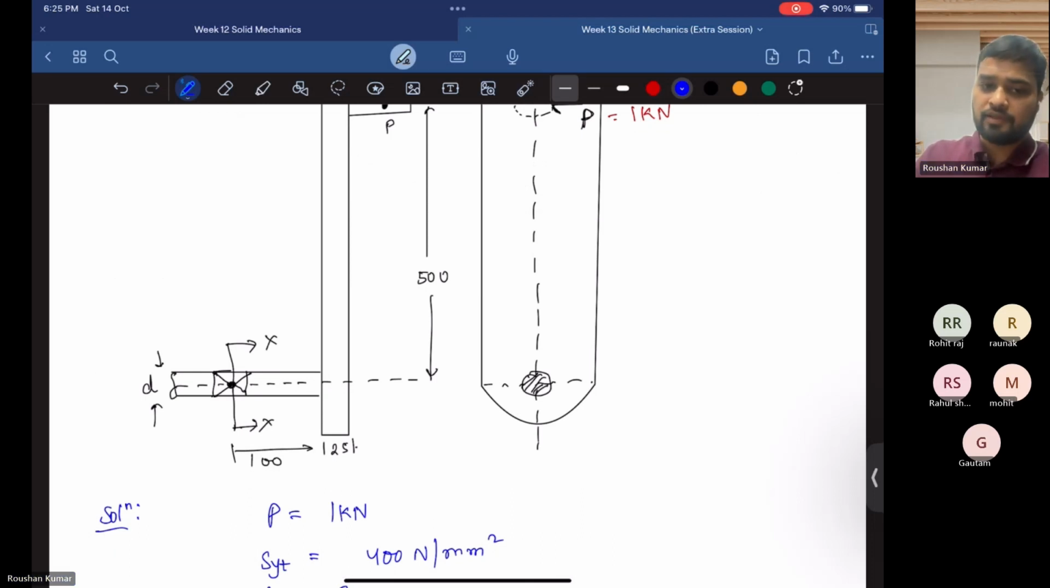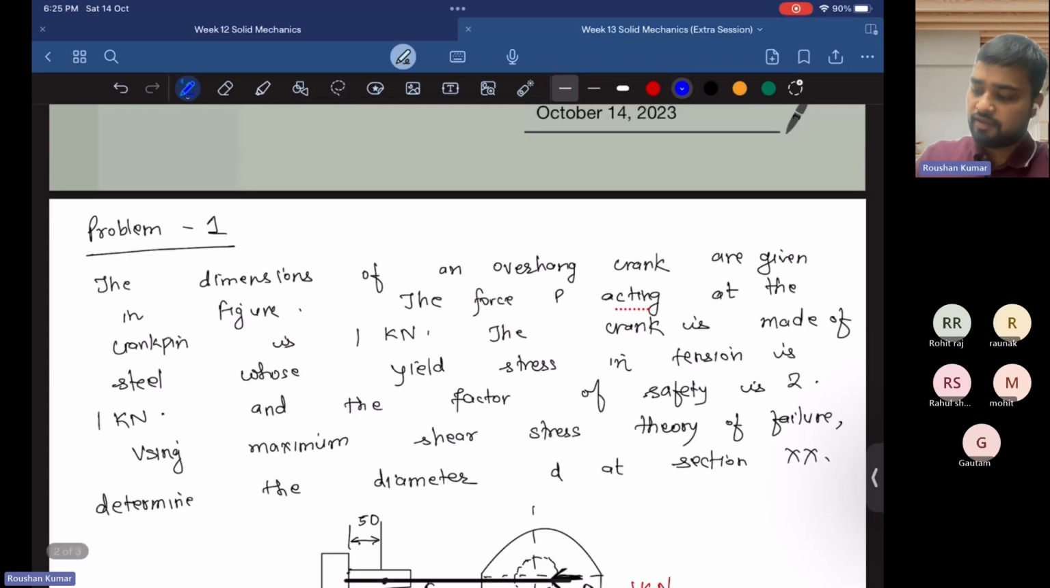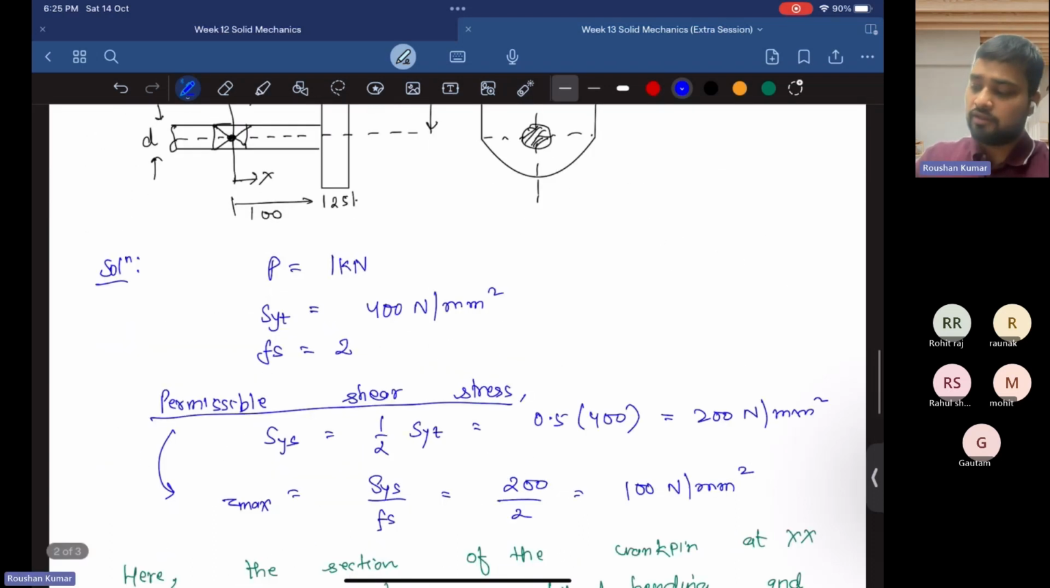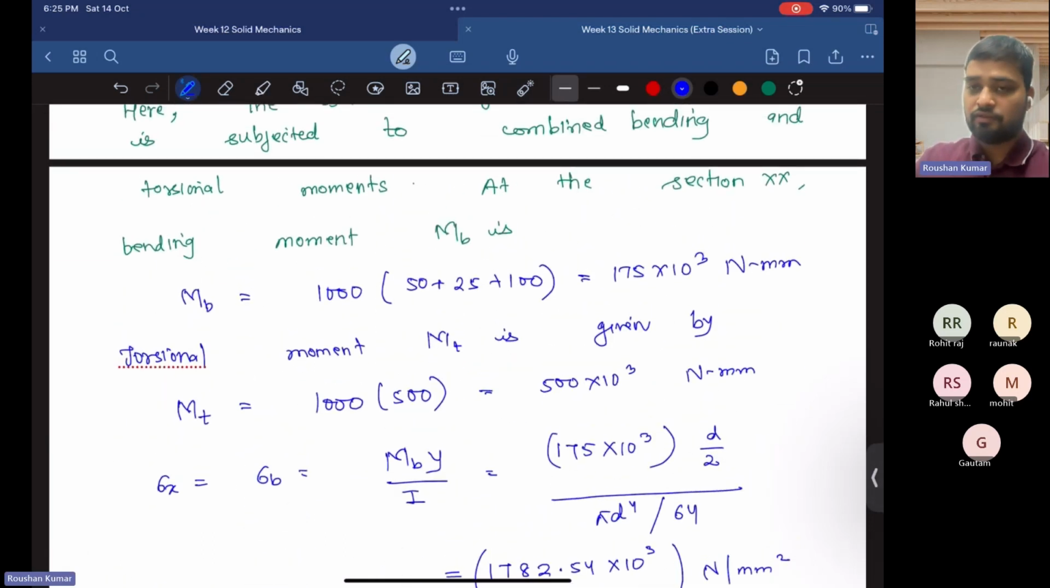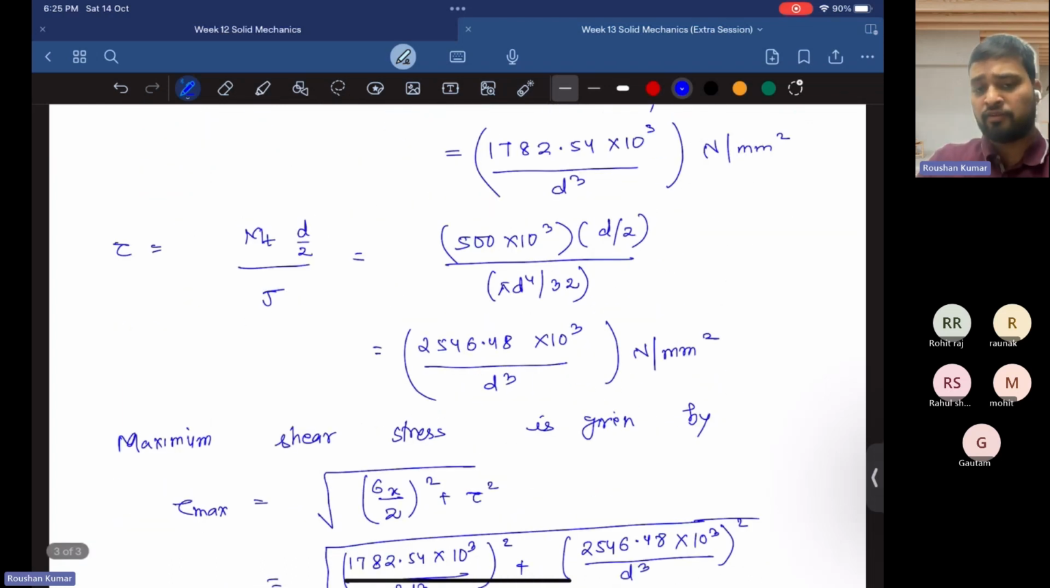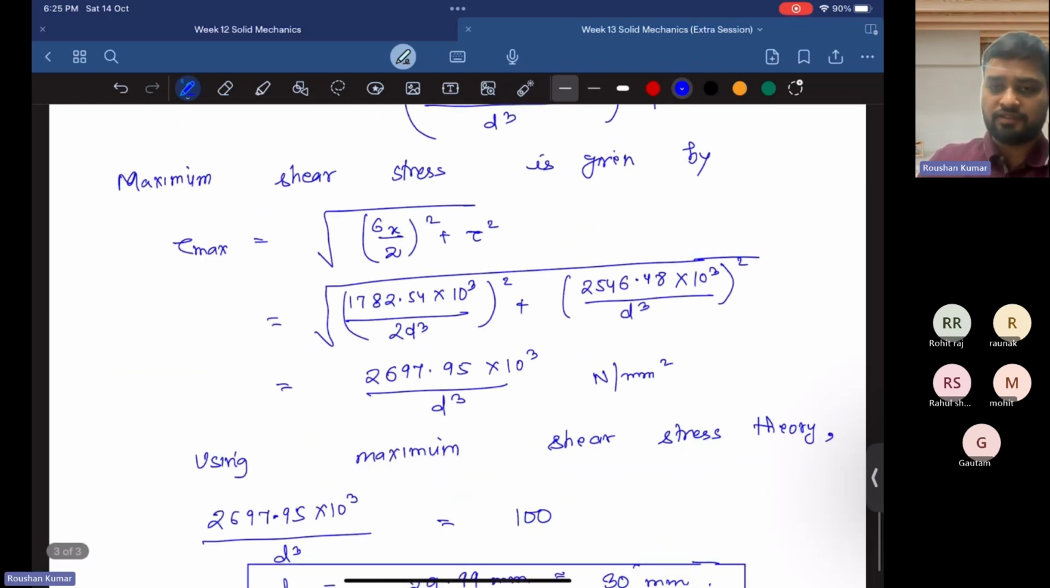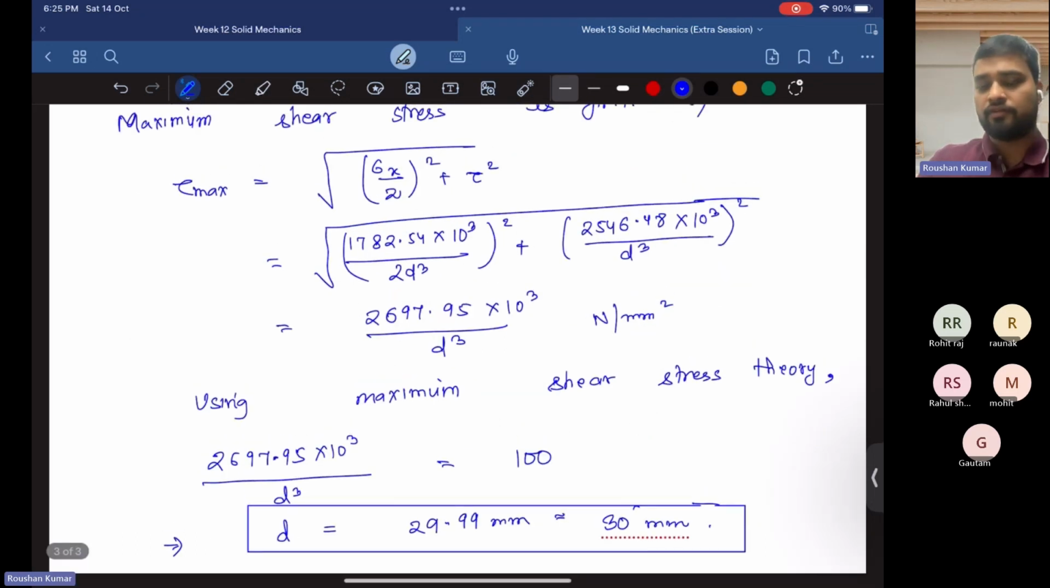And we have to find, using maximum shear stress theory, the diameter of this crank, so that the maximum yield stress in tension is 1 kilo Newton. So we are using that concept only. First we found the value of maximum torque and maximum bending moment that it can sustain. Then using that we use the torsion formula and the bending formula to find the value of bending stress and shear stress. Then using the concept of Mohr circle, we find the maximum shear stress and relate it with the permissible shear stress. And using that we easily find the value of diameter D. So this is all about problem number 1.